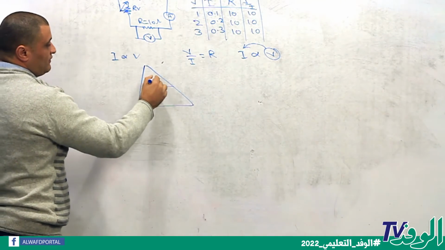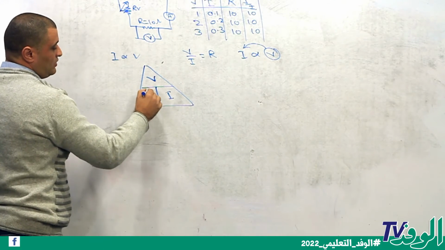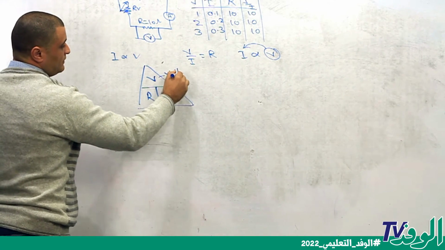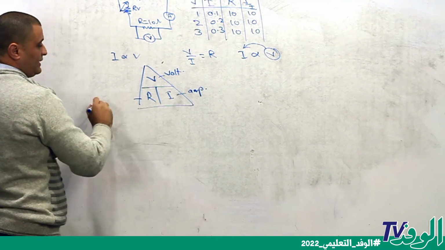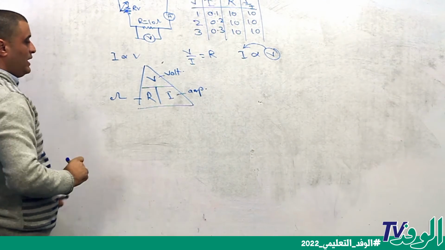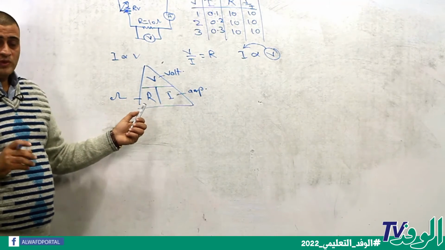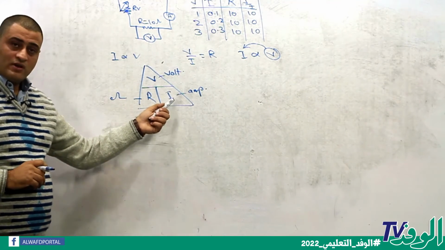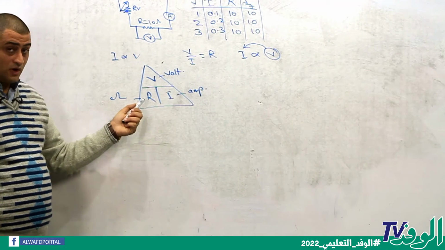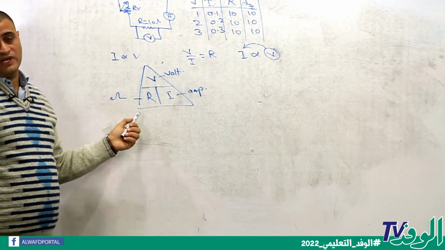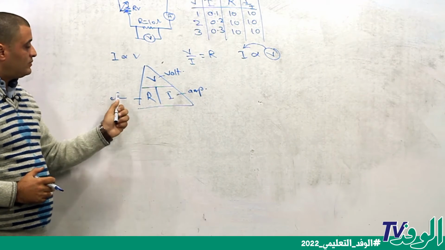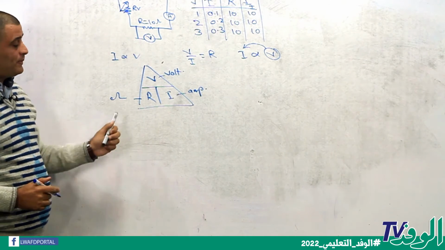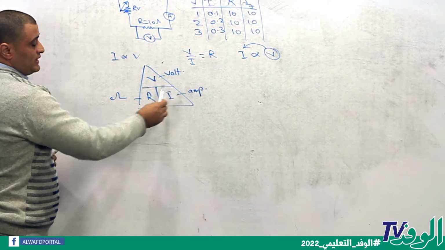Here V, I, and R are in volt, ampere, and ohm. R is the ratio between the potential difference and the electric current intensity. R is the opposition or obstruction of the electric current that passes through the wire. Number 2, ohm. Ohm is the ratio between volt and ampere.